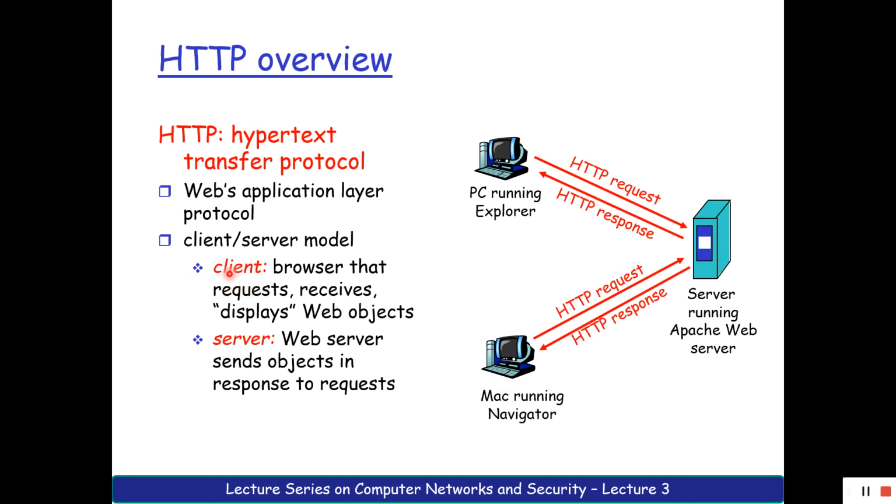So you have, on the client side, your browser that requests the service and displays the web object, which is going to run your HTTP protocol, and the server sends that particular object on that request using the HTTP protocol itself. The servers that run this HTTP protocol, we call them web servers. Google is the best example of an HTTP server.